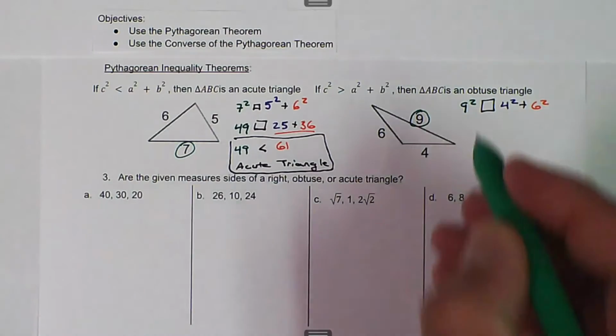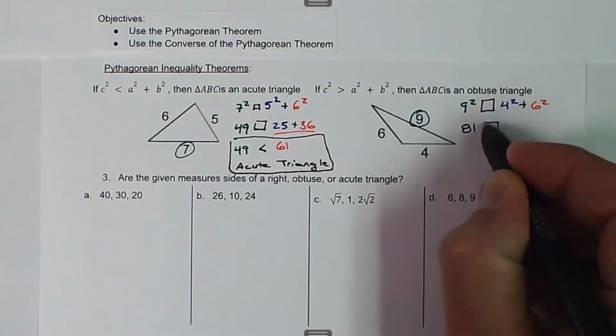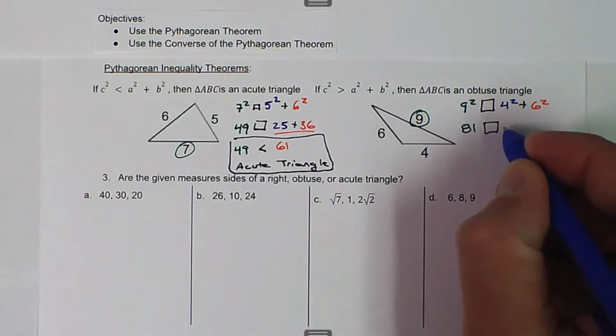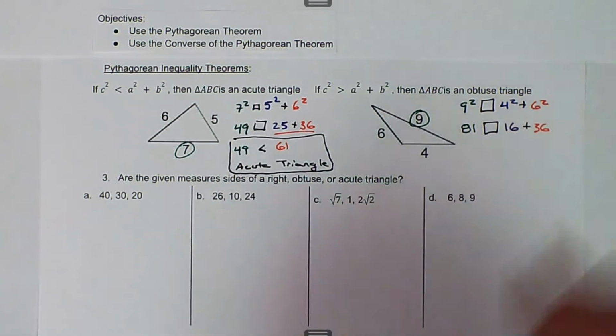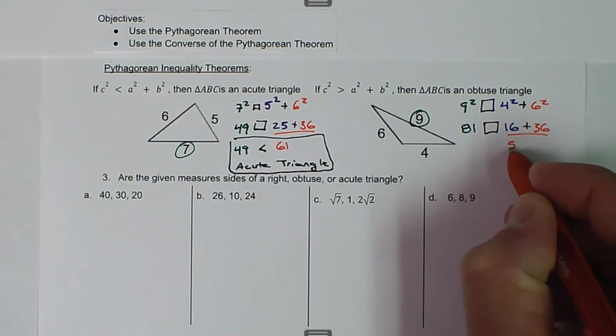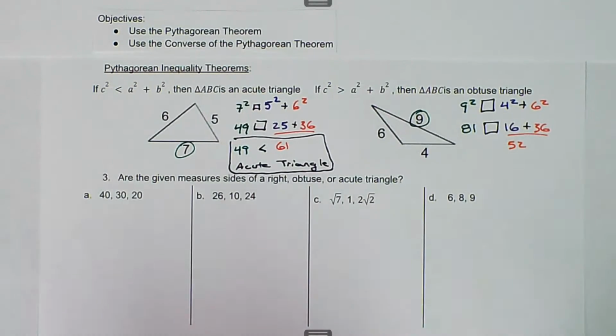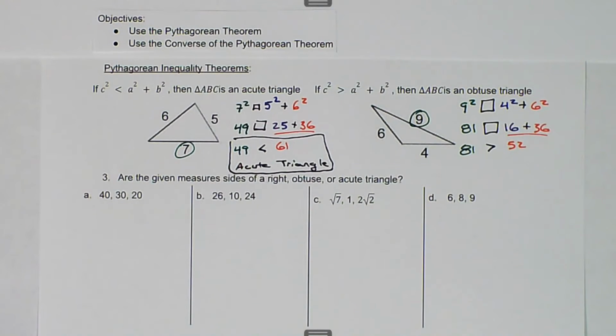So 9 squared is 81. 4 squared is 16. And 6 squared is 36. 16 plus 36 is 52. So 81 is greater than 52. So this is an obtuse triangle.